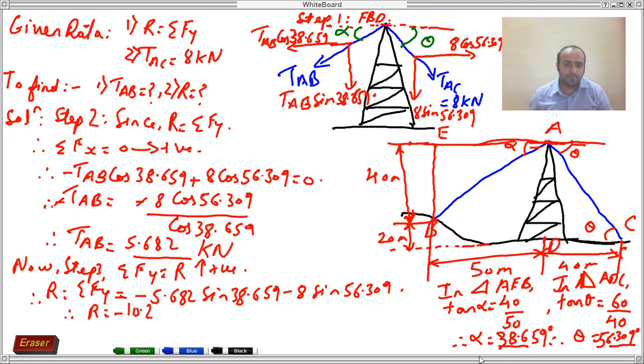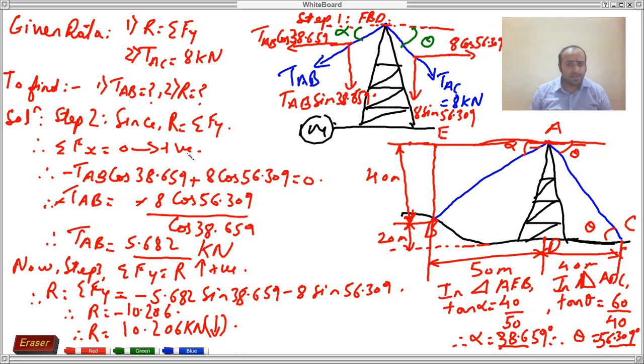Friends, since the value is coming out to be negative, R is equal to 10.206 kilonewton acting in vertically downward sense. If we see the marks distribution one by one, 1 mark will be purely given for the free body diagram. Of the remaining 3 marks, 1.5 marks for this and 1.5 marks for this, along with the steps. So friends, this is how the problem gets completed totally for 4 marks.